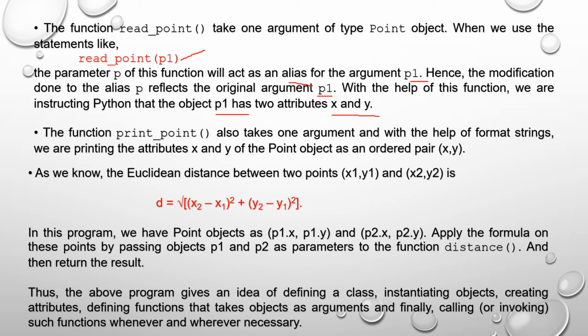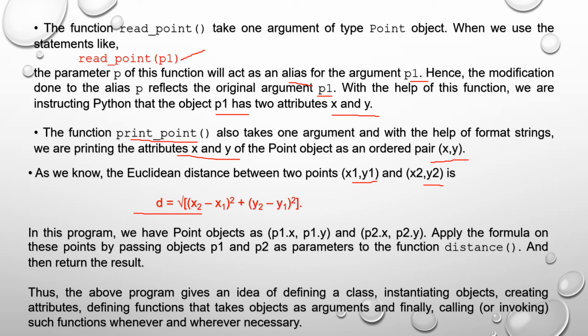The function print_point also takes one argument, and with the help of a format string, we are printing the attributes x and y of the point object as an ordered pair x comma y. We know that the Euclidean distance between the two points x1 comma y1 and x2 comma y2 is d equal to root of (x2 minus x1) whole square, or (x1 minus x2) whole square, plus (y2 minus y1) whole square, or (y1 minus y2) whole square.